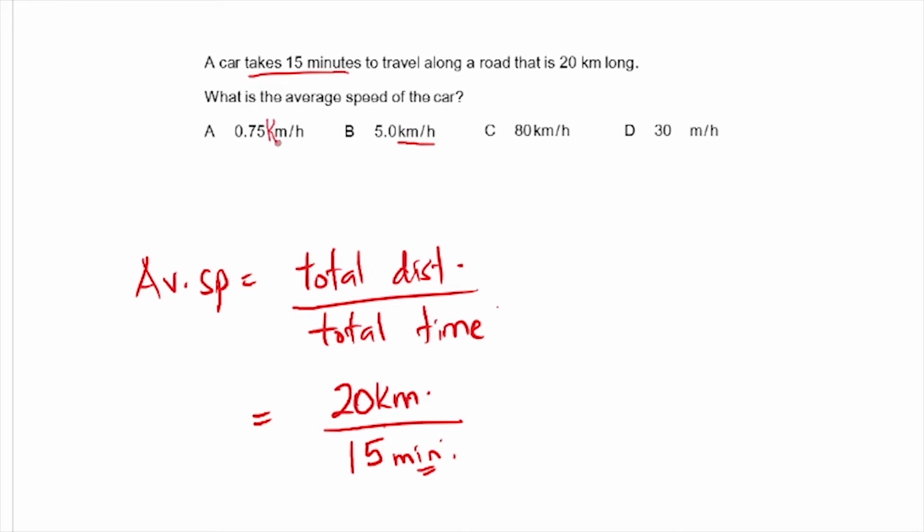This is supposed to be K. This is supposed to be K. I think my computer somehow omitted those. Those are supposed to be kilometers per hour. So the answers here are all in kilometers per hour.